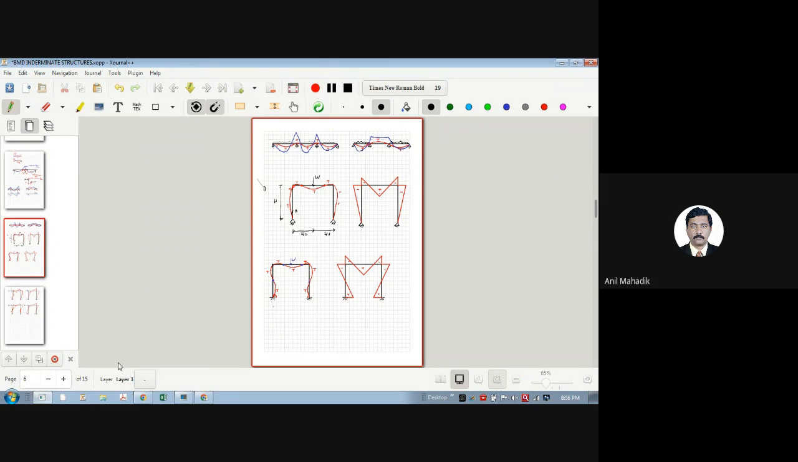I'll do one thing. I'll share the deflected shape of frames and beams, that could be a better reference, sir. The book will have these; I'll send it as a screenshot. Okay, sir, with respect to this learning only. Yes, yes. I'll share that. Okay, definitely.